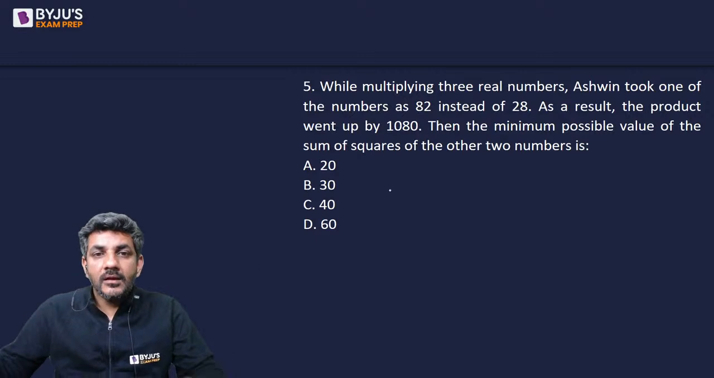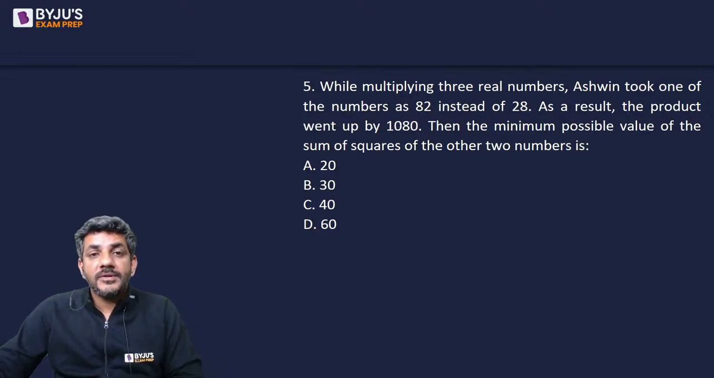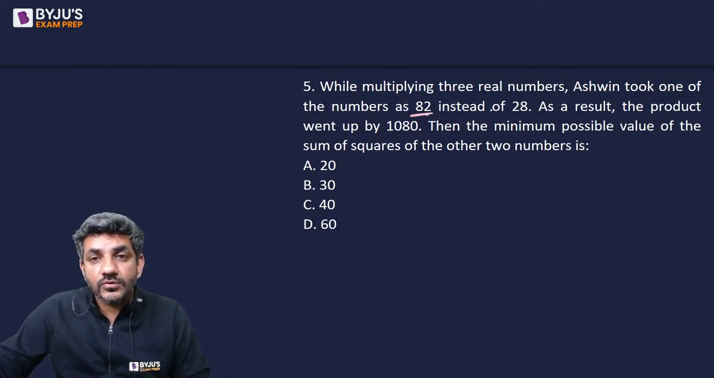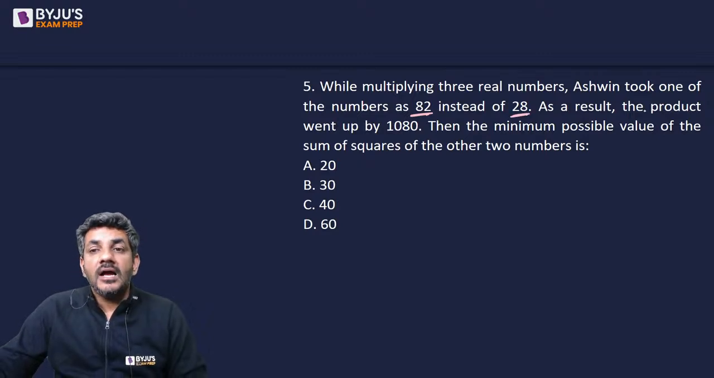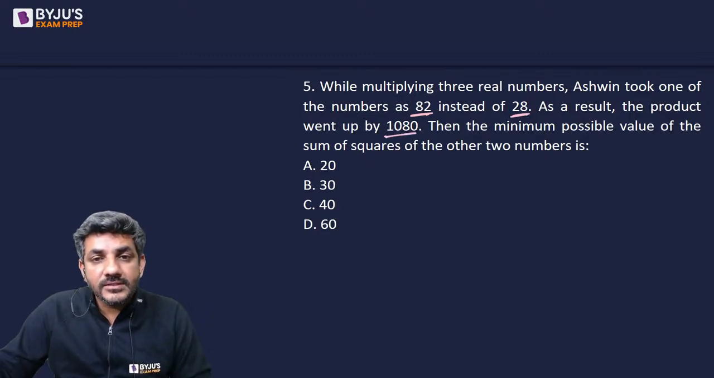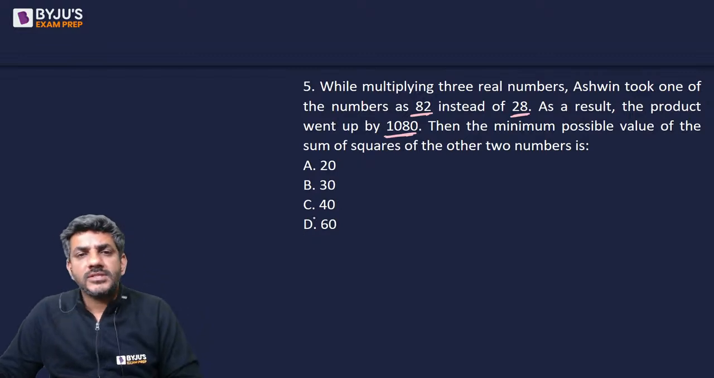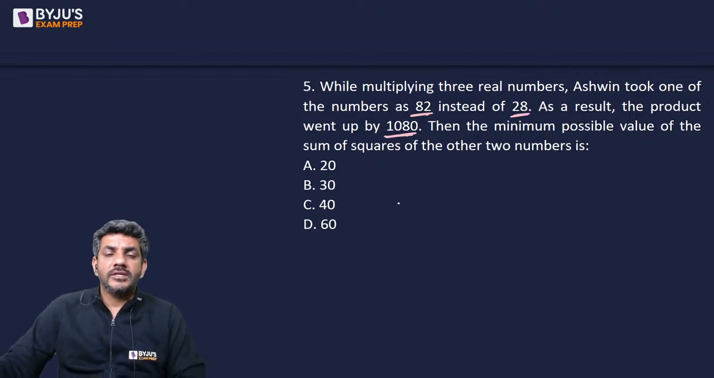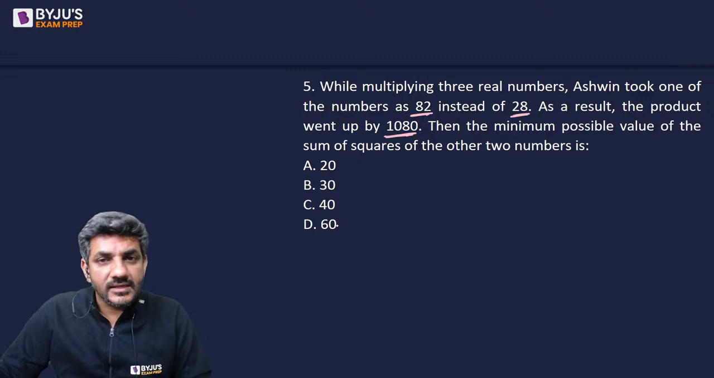चलिए करते हैं. While multiplying three real numbers, Ashwin took one of the numbers as 82 instead of 28. As a result, the product went up by 1080. Then the minimum possible value of the sum of the squares of the other two numbers. That's what the question is asking us now.